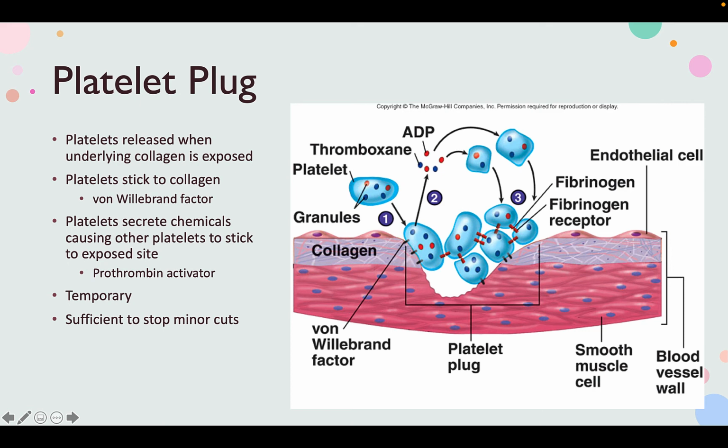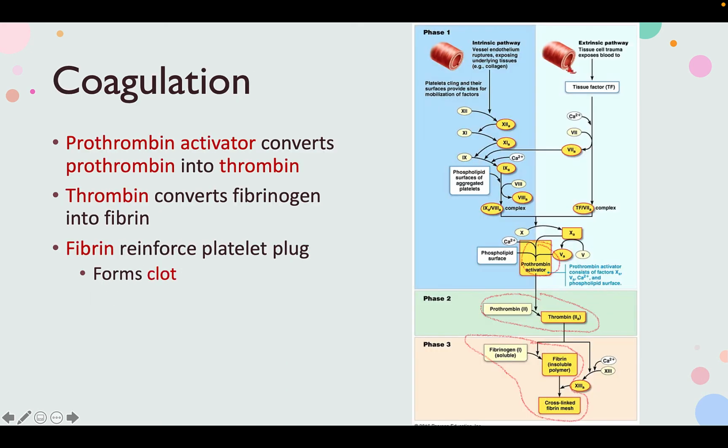And again, this is a temporary solution, and it's sufficient to stop minor cuts, but we will keep bleeding if we can't fix this completely. So it's sufficient to stop minor cuts, but like a deeper cut will for sure need coagulation in order to heal that injury up. So like a paper cut, this could just be the end of it. But a deeper cut, you'll need to coagulate. And so more sophisticated repairs are carried out by this coagulation, which is the formation of the blood clot.